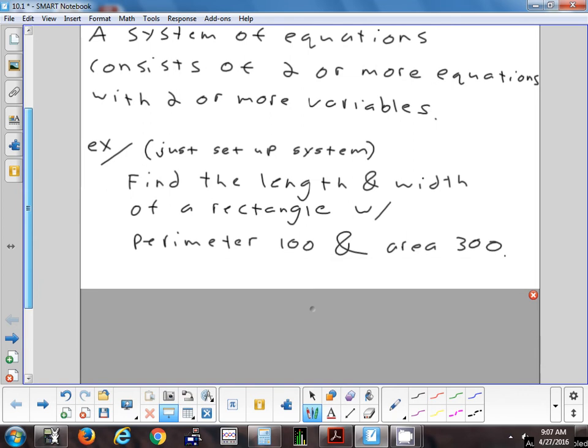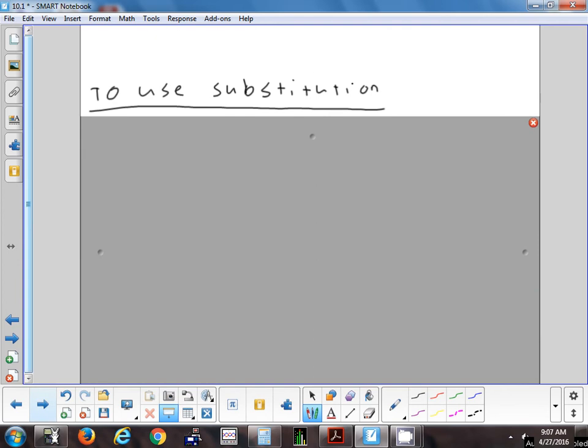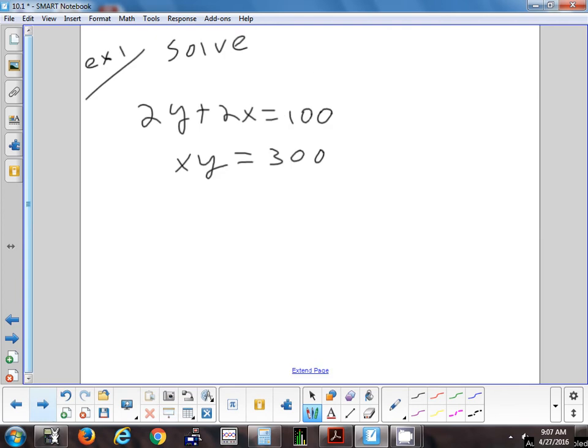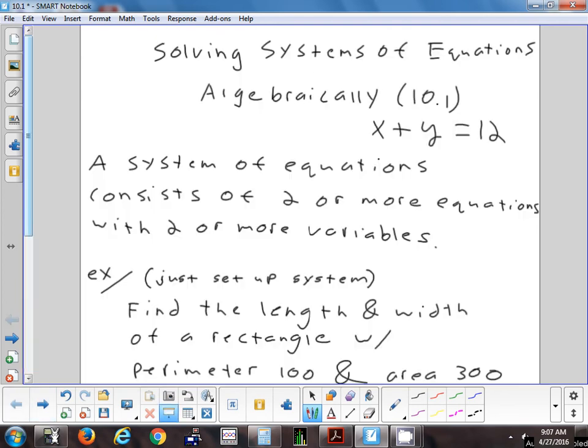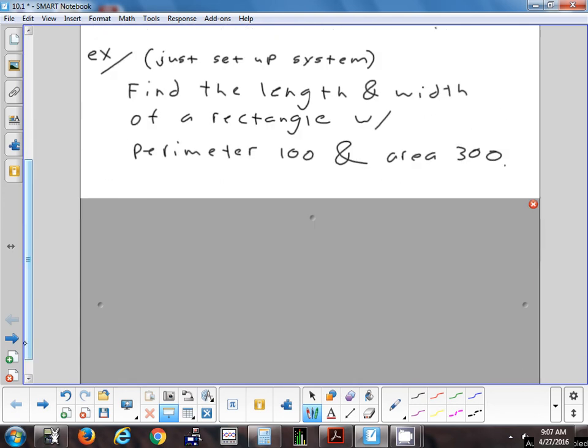For this first one, we're just going to set up the system. After we set it up, we're going to learn about how to use a method, and then we're going to come back and solve it. So I just want to set it up. I'm telling you about the perimeter and the area of a rectangle. And knowing those two things, I want to find the length and the width.